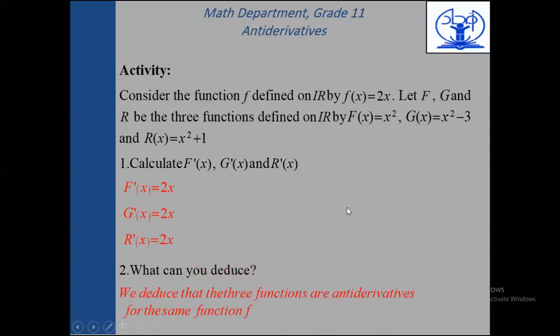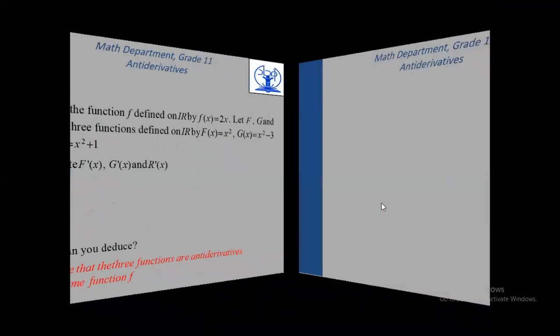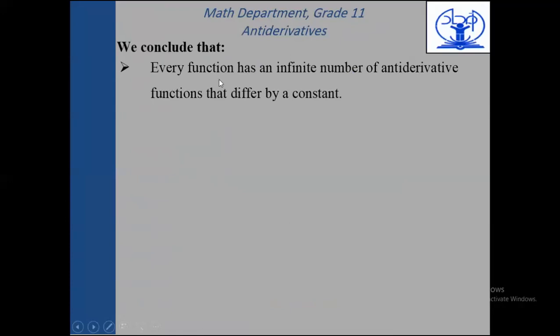So we deduce that the three functions are antiderivatives for the same function lowercase f because the derivatives of these three functions are equal. Consequently, how many antiderivatives does the function lowercase f of x equals x have? Here are three of them, but actually you can replace any constant here by any other constant. Consequently, you have infinity of antiderivatives for any given function. We conclude that every function has an infinite number of antiderivatives that differ by a constant.